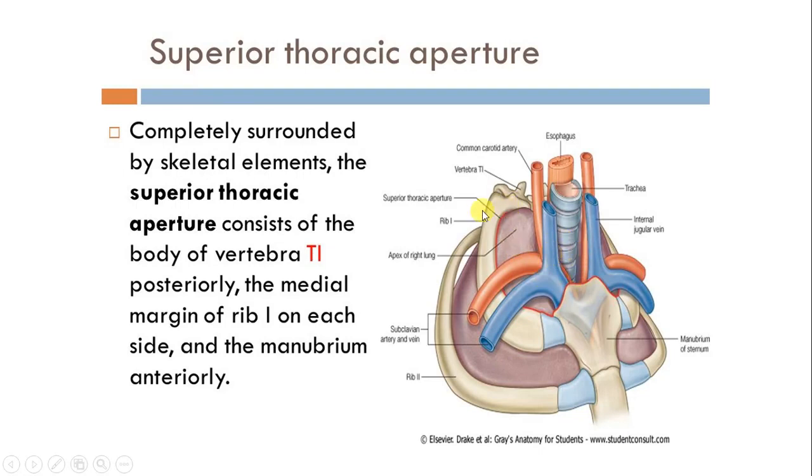It is completely surrounded by skeletal elements. That means anteriorly you see here the sternum, the manubrium sterni, and here is the first rib attached to the sternum. Then this first rib is attached to the first thoracic vertebra. So posteriorly is T1, on both sides the first rib, and anteriorly the sternum. So it is completely surrounded by skeletal elements.